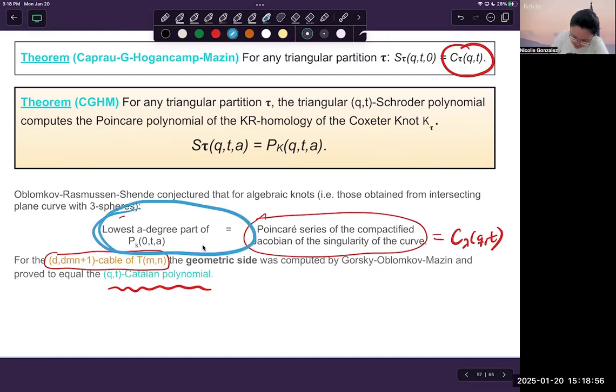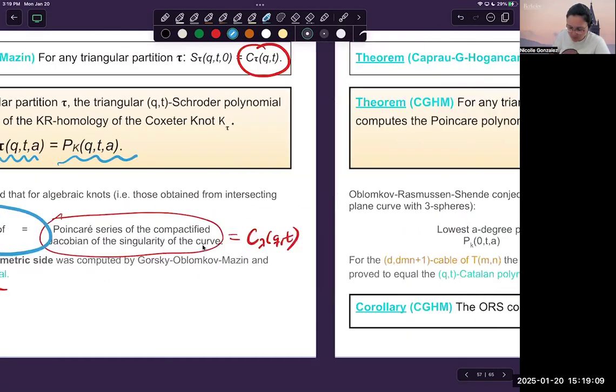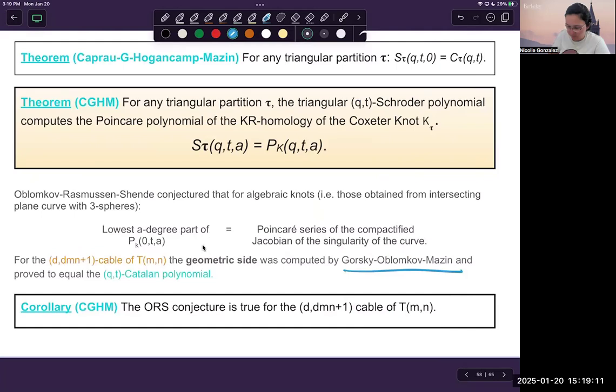We computed this side because we computed the combinatorial homology on the topological side, right? And we proved exactly that it's this polynomial that we had previously defined. So combining their result with our theorem, these two imply that this conjecture, this equality, is indeed true, because they proved it equals the Catalan polynomial. And we proved that the lowest degree gives you the Catalan polynomial. Therefore, both sides are equal to each other, literally, right?